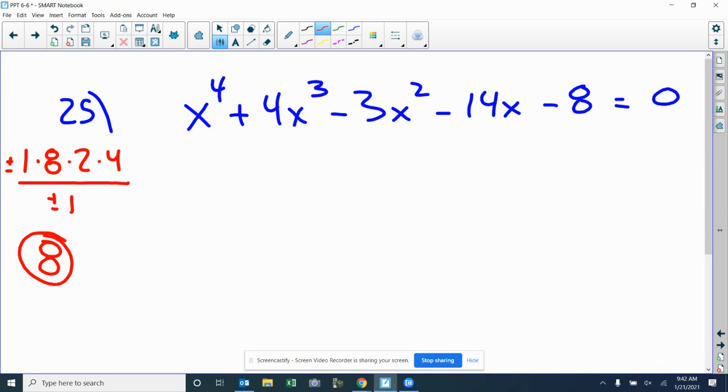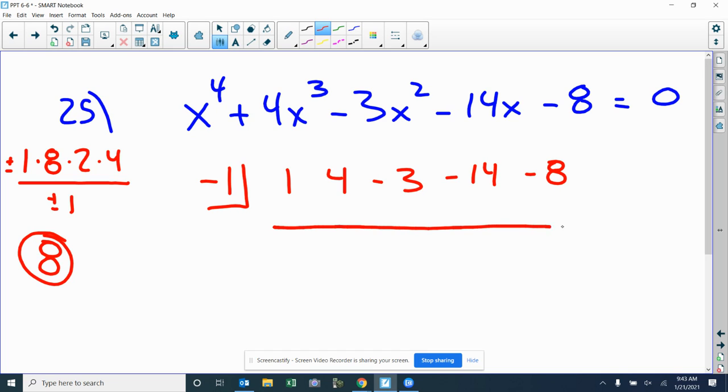So, any brave soul with the calculator in? What are we getting? Any of those numbers? 1, 2, 4? -1? Let's try it. 1, 4, -3, -14, -8. So far, I haven't had any missing x's. Remember, if you're missing an x, you gotta put a 0 in there. Remember that from doing long division synthetic.